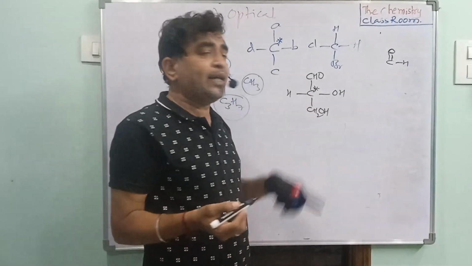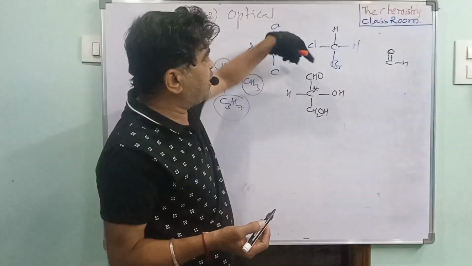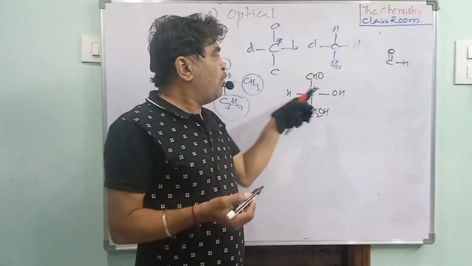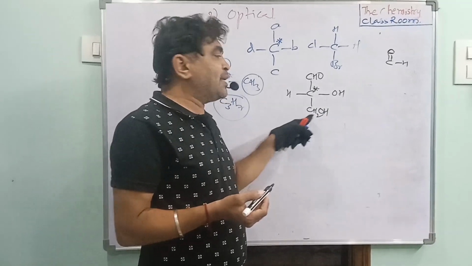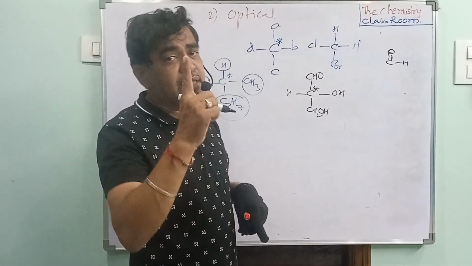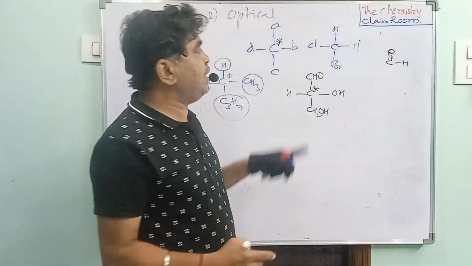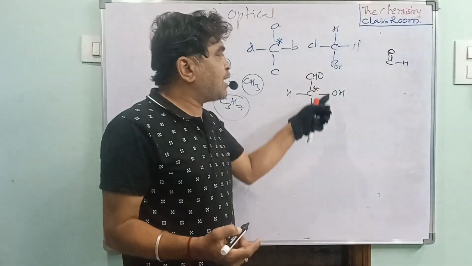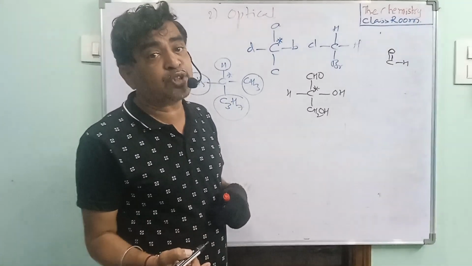But the second carbon has one side a CHO group, another side a hydrogen, one side an OH group, and another side a CH2OH group. So this carbon is chiral. If you have at least one chiral carbon, then only it performs optical isomerism. So this compound can perform optical isomerism.